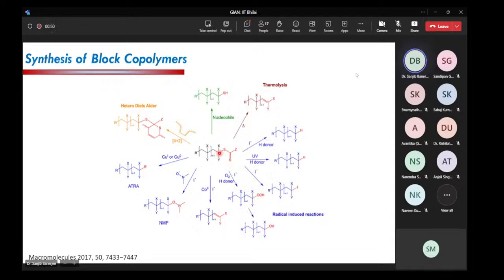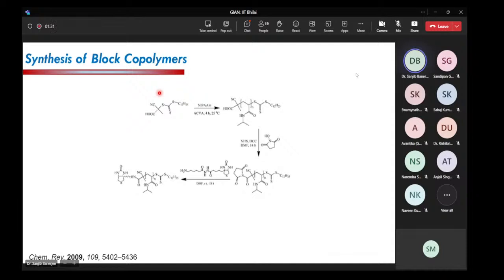Now, based on your need, you can modify the chain end to make SH, which can be used subsequently to make hydrogen, to make Cl, to make OH, whatever you like. Now this Cl can be used for ATRP or iodine transfer polymerization. Once you make a polymer with OH, you can do anything. OH can be coupled with carboxylic acid or any other molecule. So this gives you the possibility of many different syntheses of block copolymers. One of the examples is shown here, how we can make the block copolymer.